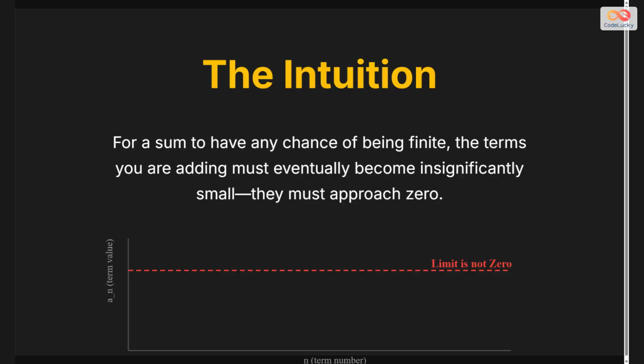This makes intuitive sense. Think about it. If you are adding an infinite list of numbers, how could the total possibly stay finite unless the numbers you are adding get smaller and smaller, effectively becoming 0? If you keep adding terms that are, say, close to 1, the sum is just going to keep growing forever.